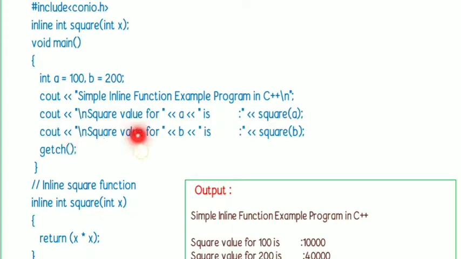Similarly, the next line says print the square value of b. So the square value of 200 is computed, where the statement is b into b. It is multiplying the value of b by b, so 200 into 200 gives 40000. At runtime it is executing only the main function. There is no need to execute this function at runtime. This concept you have to keep in mind.